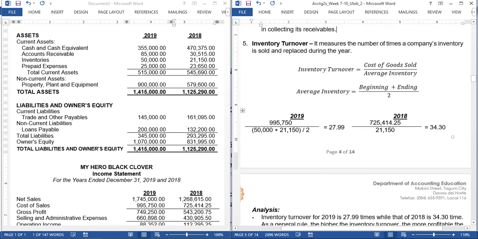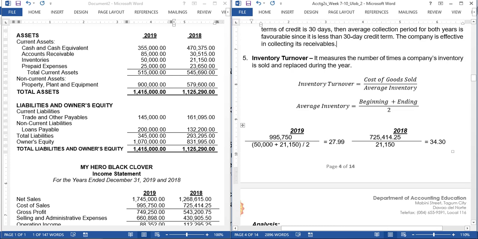Next one is the inventory turnover. This measures the number of times that a company's inventory is sold. Okay, so kapila mahalin ang inventory sa isa ka tuig. So the computation of this one is inventory turnover, cost of goods sold divided by average inventory. Beginning plus ending divided by 2 to compute for average.